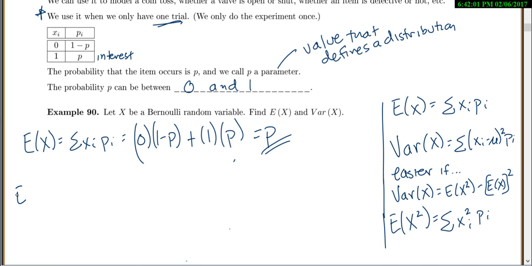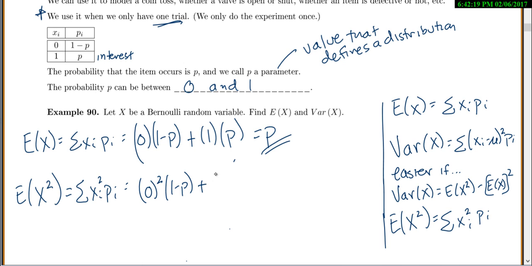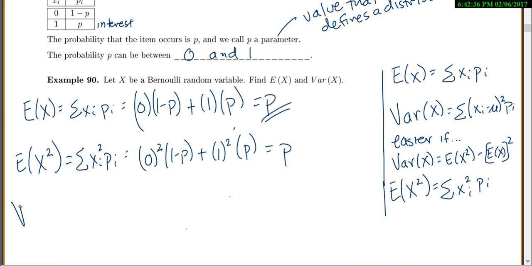That's our expected value. Now, as a preparatory step to find our variance, let's find the expected value of x squared. So this one is just the sum of each xi value squared times the probability. So my first x value is 0, and you'll square it, and then you'll do 1 minus p as its probability. Plus my next x value, which is 1 squared times its probability. And it turns out, interestingly enough, we still get p for the expected value of x squared. That's just a coincidence.